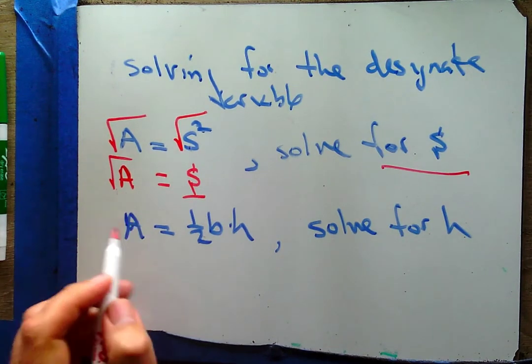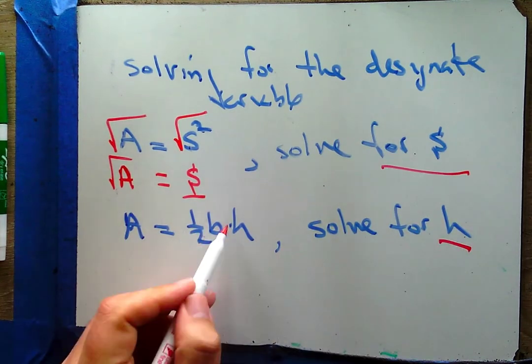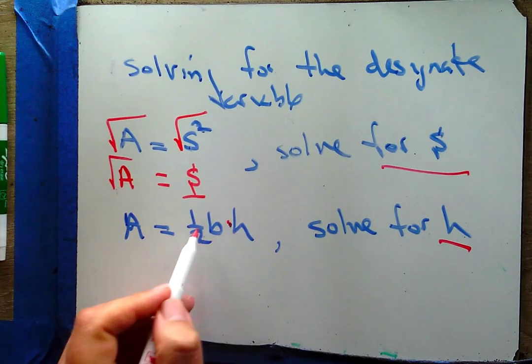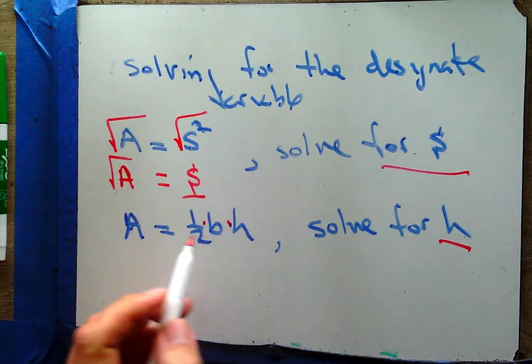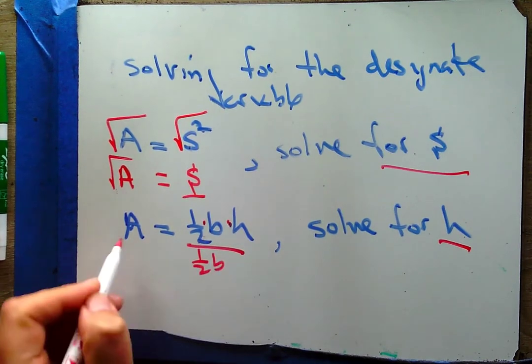Okay, welcome back. So I'm trying to get h by itself, and I see that attached to that h is a b and a 1/2 that I have to get rid of. Now, many students do this.